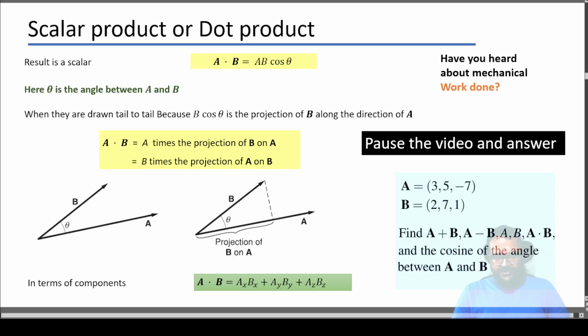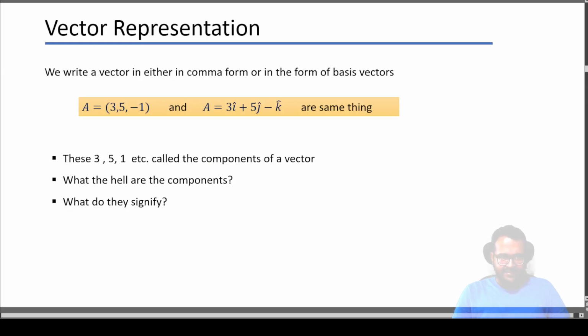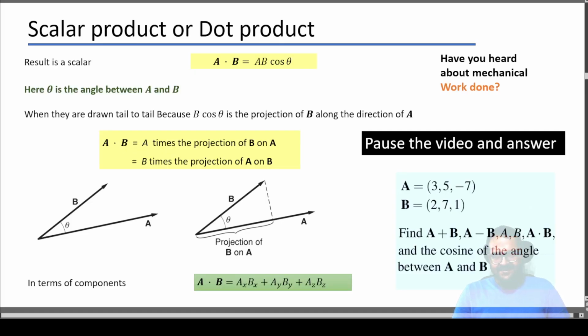In terms of components, a dot b will be ax bx plus ay by plus az bz. I assume that you know what the components are. This 3, 5 and minus 1 are called the components. This is ax, this is ay, this is az. And this 3 is ax, 5 is ay, minus 1 is az. These are components. So in terms of components, a dot b is: multiply the x components of a and b, plus multiply the y components of a and b, plus multiply the z components of a and b. You can pause the video and try to answer.